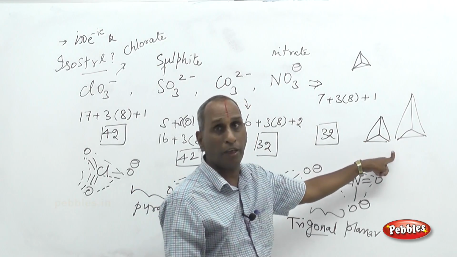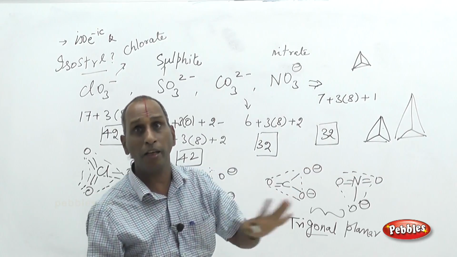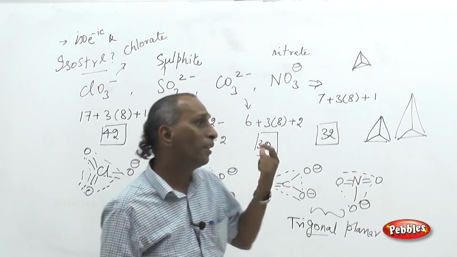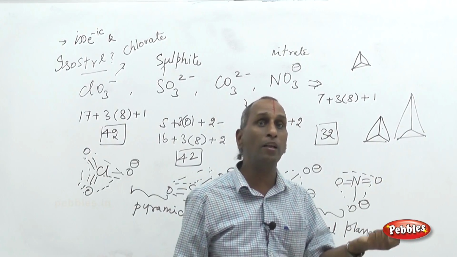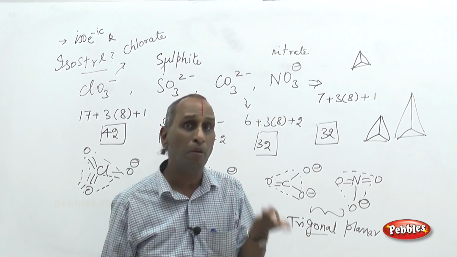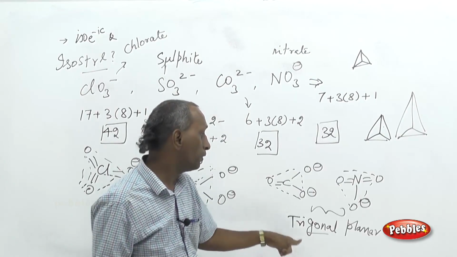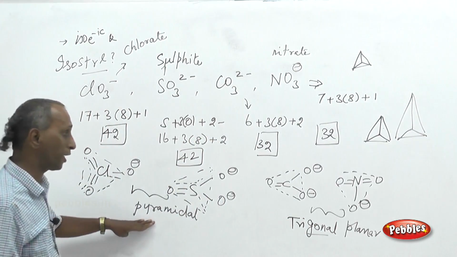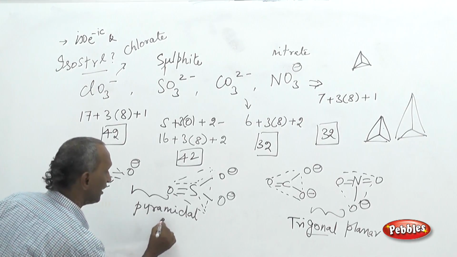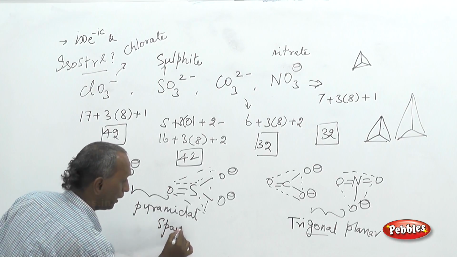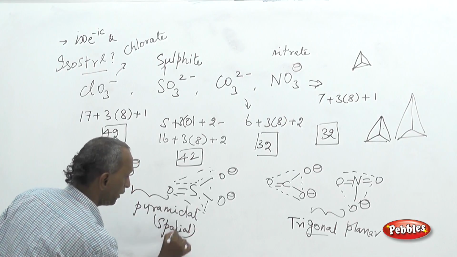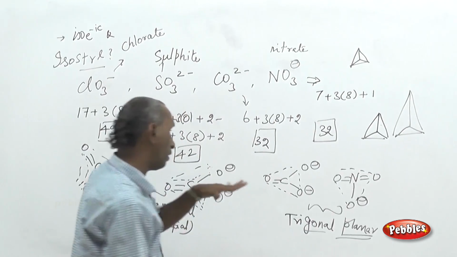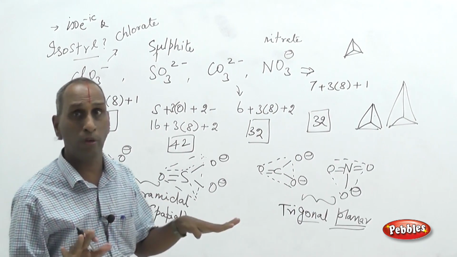Pyramid and tetrahedron. Tetrahedron means made up of all equal triangles. Pyramid means the 3 side triangles are of a different size than the base triangle. So here these two are trigonal planar structures, and these two are pyramidal structures. Pyramidal means it is spatial, non-planar. Trigonal is planar. All are made up of triangles only.